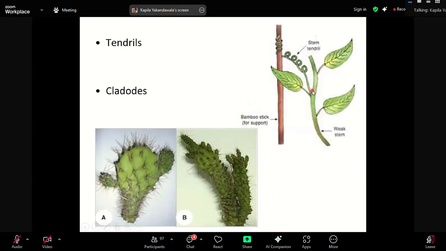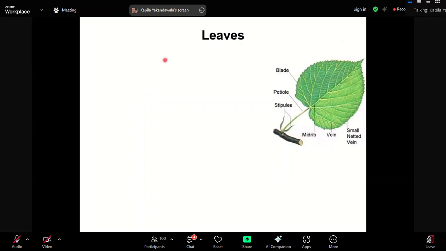Then some stems are modified into tendrils, like passion fruit. Then in Opuntia, the stem is flattened and makes a cladode. Flattened stem, green in color, so it can photosynthesize and produce food. Leaves are converted into thorns, spines, so it gives protection. Those are the stem modifications.